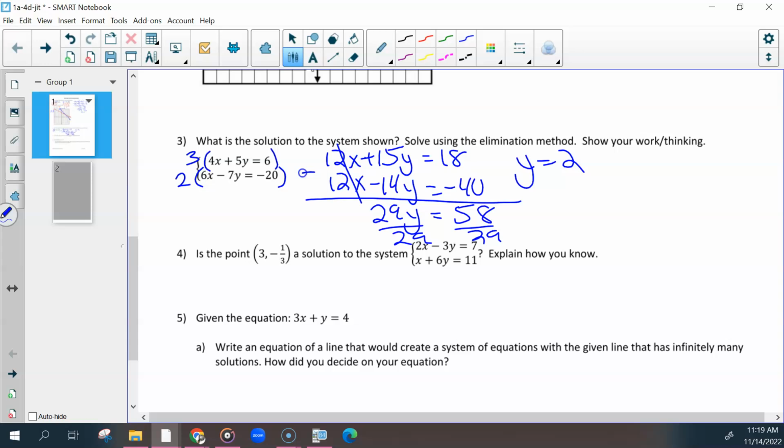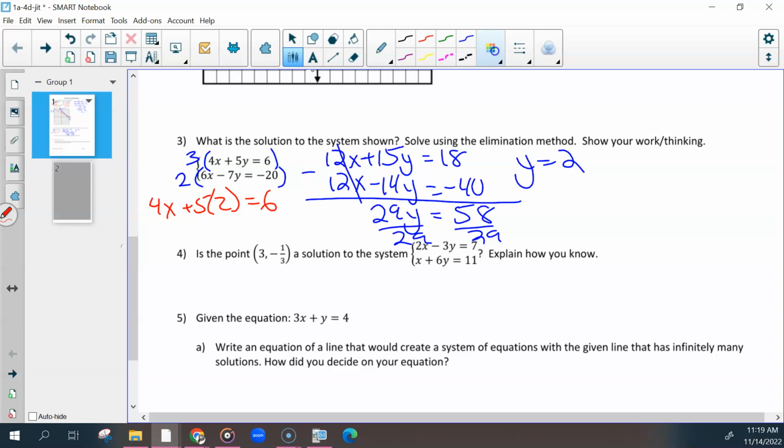Put 2 back into one of your equations. Doesn't matter which one. You have 4 choices. Either of the ones you changed or the original, it does not matter. That's y, not x. So let's say I put it back into the first one.